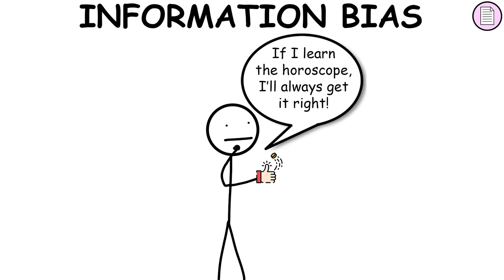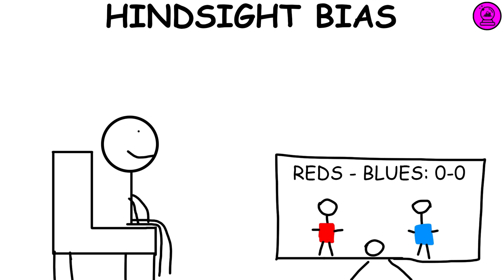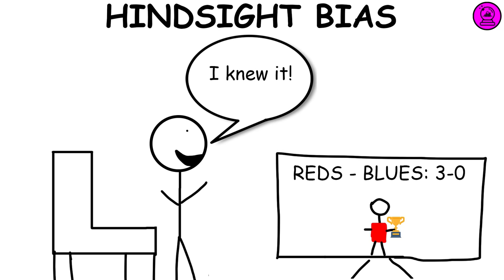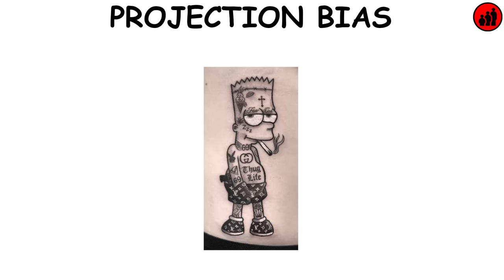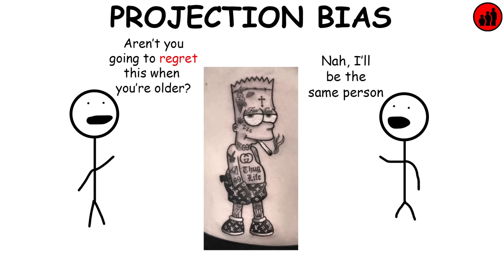Information bias. Information bias is a cognitive bias to seek information when it does not affect action. Hindsight bias. The hindsight bias is sometimes called the "I knew it all along" effect, and it is the common tendency for people to perceive past events as having been more predictable than they actually were. Projection bias. It's the tendency to overestimate how much one's future selves will share one's current preferences, thoughts, and values, thus leading to suboptimal choices.